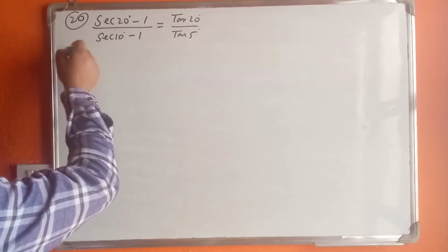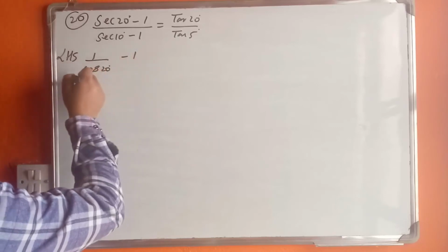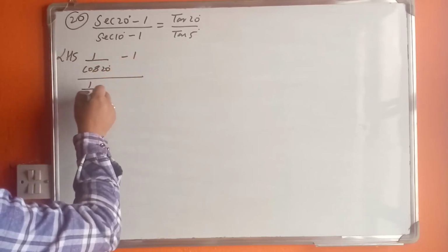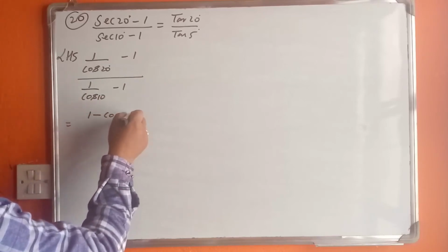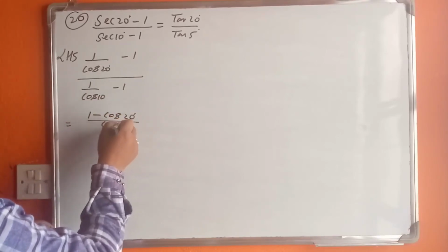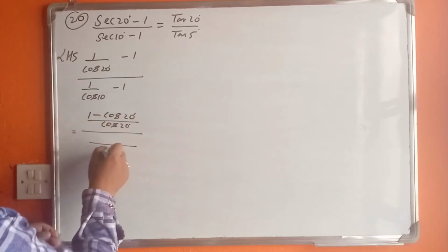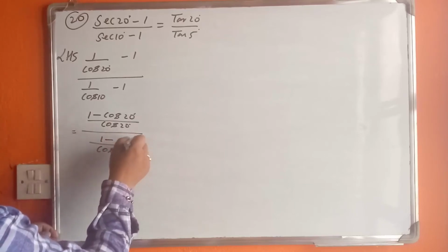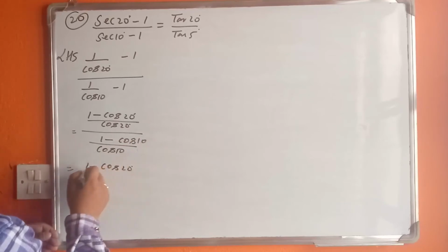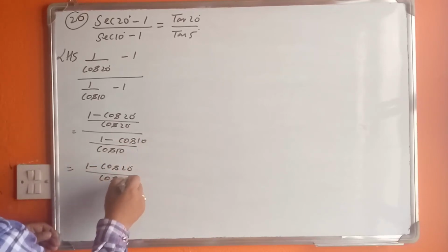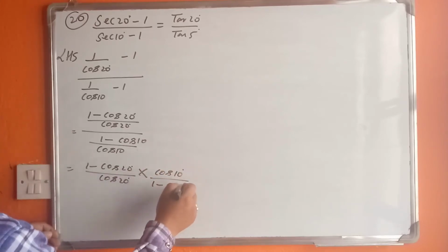Left hand side. Sec 20 degree means 1 by cos 20 degree, minus 1. Sec 10 means 1 by cos 10, minus 1. Take LCM. 1 minus cos 20 degree by cos 20 degree, and here also cos 10 LCM, 1 minus cos 10. Reciprocal. 1 minus cos 20 degree by cos 20 degree into cos 10 degree by 1 minus cos 10 degree.